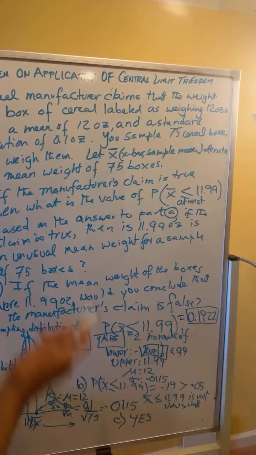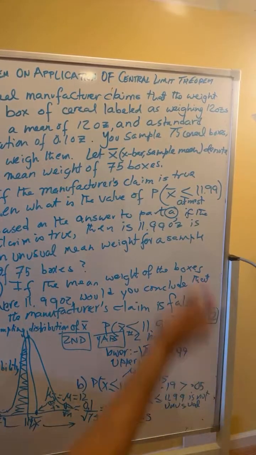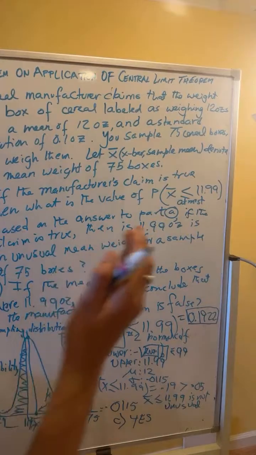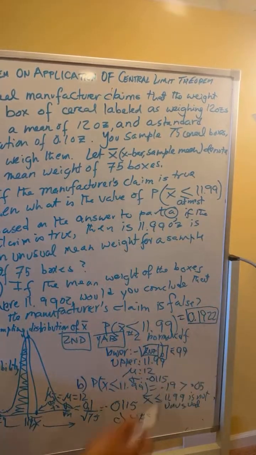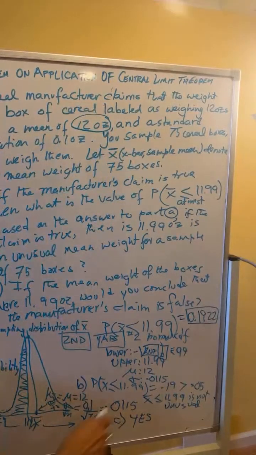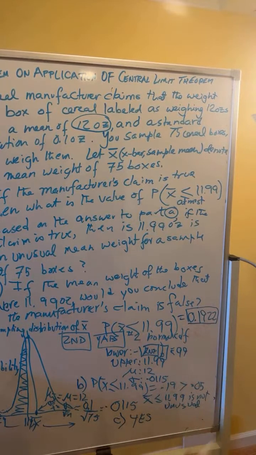So that means the manufacturer should change his or her claim and say it cannot be 12 ounces, it has to be 11.99 or something like that. It is definitely less than 12 ounces. So this claim is incorrect. Okay. So the answer to part C is that the manufacturer's claim, I would say, is false. Yes. Okay. So I stop here today.